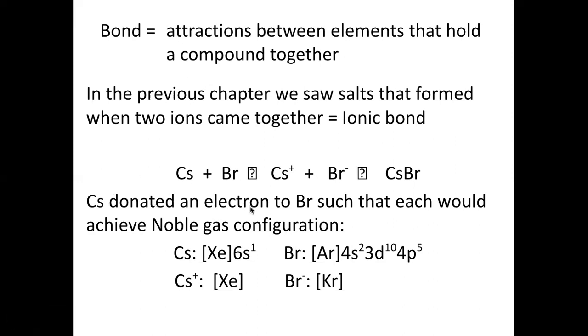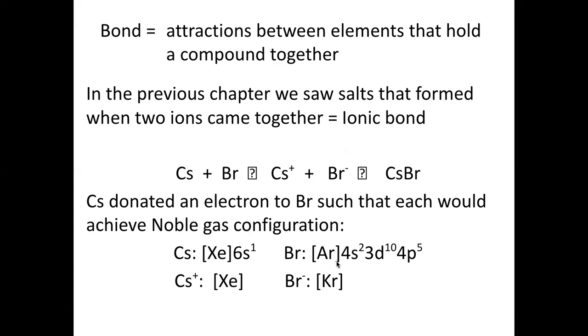Cesium is going to donate an electron to form this positive charge, and bromine is going to gain an electron to form this negative charge. And these negative and positive charges are attracted to each other to form cesium bromide here. And this is what it would look like as an electron configuration. This is shorthand xenon with a 6s energy shell with one s electron. And this is that noble gas here, the closest noble gas to cesium.